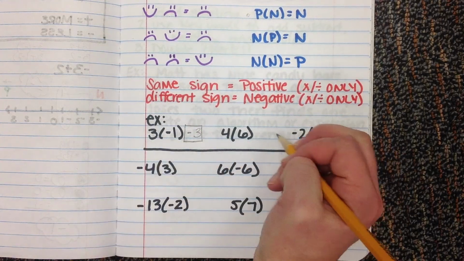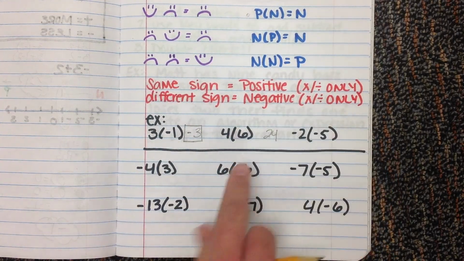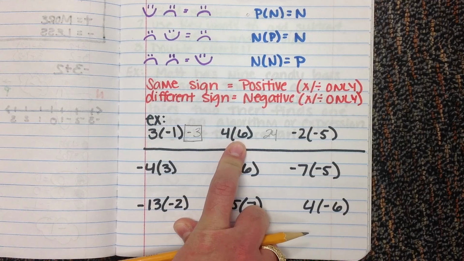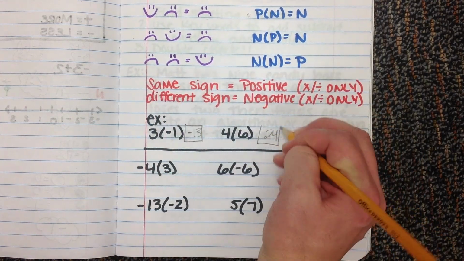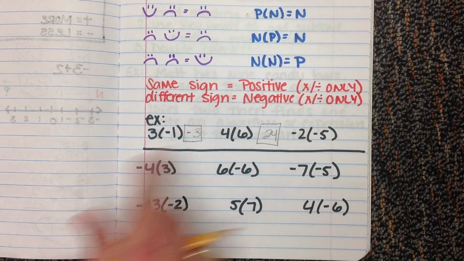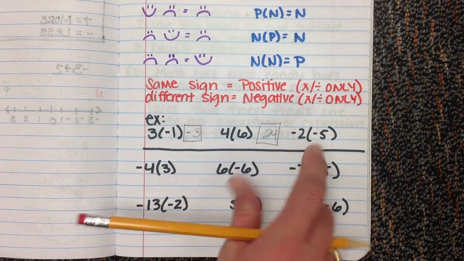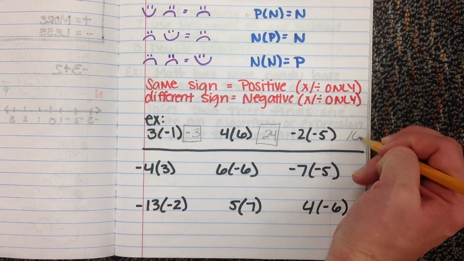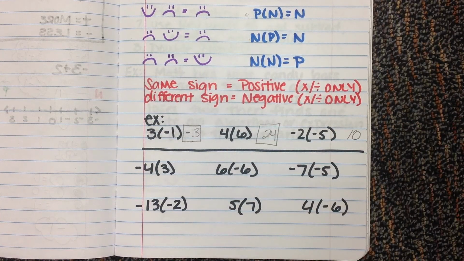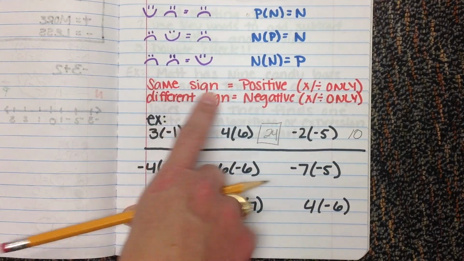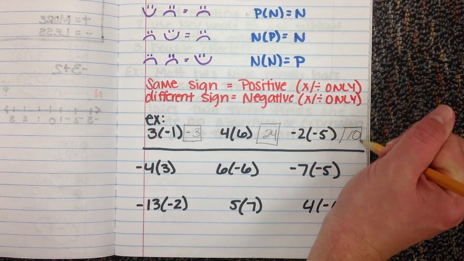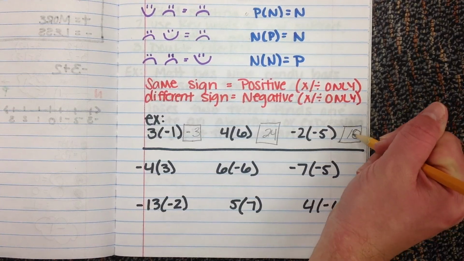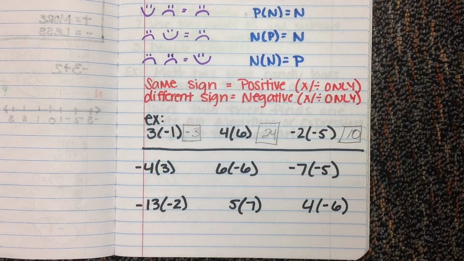4 times 6 is 24. It's a positive times a positive. My signs are the same. Same signs equal positive. 6 times 4 is 24. And then negative 2 times negative 5. Well, 2 times 5 is 10. It's a negative times a negative, so the signs are the same. Same sign equals positive. Even though that feels weird to call it positive, it is positive if my signs are the same. So negative 2 times negative 5 is positive 10.